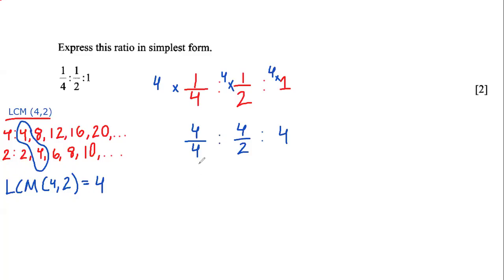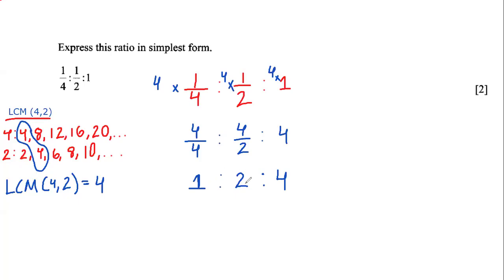So now we can change all of them into whole numbers. 4 divided by 4 is? 1. Very good. 4 divided by 2 is? 2. Very good. And we just bring down this 4. So what is the answer here?